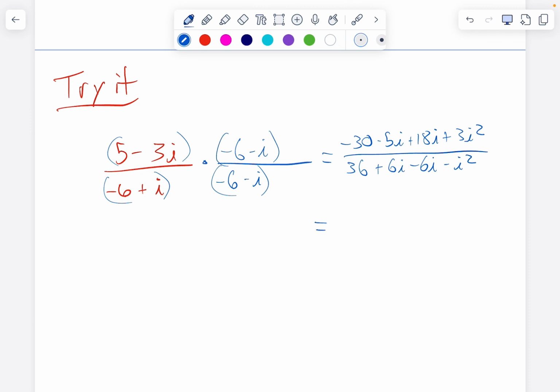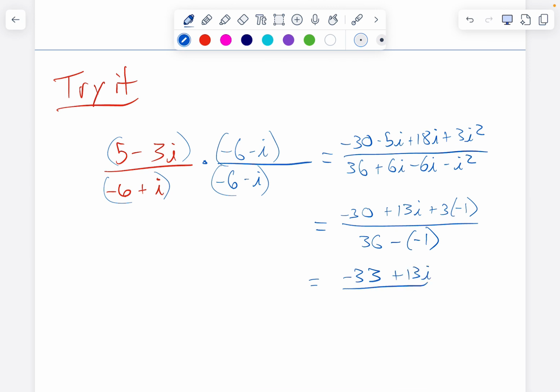All right, anyway, in terms of like terms in the numerator, we get negative 30 plus 13i, and then plus 3 times negative 1. Denominator, we just get 36 minus negative 1. And so our numerator becomes, at that point, negative 33 plus 13i, and 37. And then we could, if we wanted, write it this way.